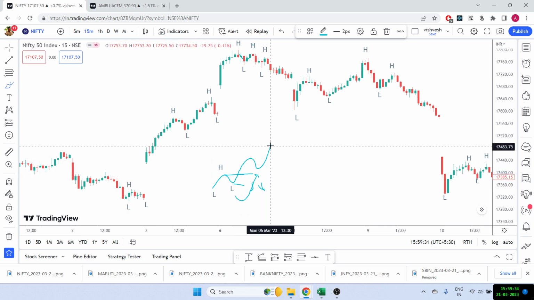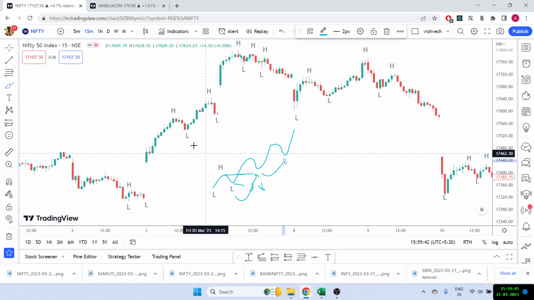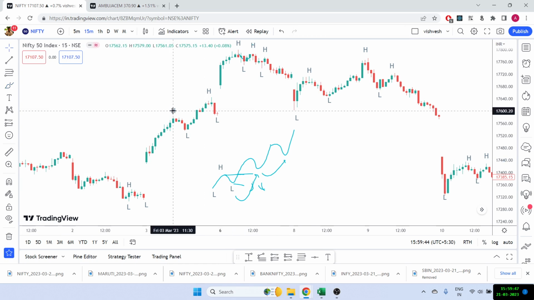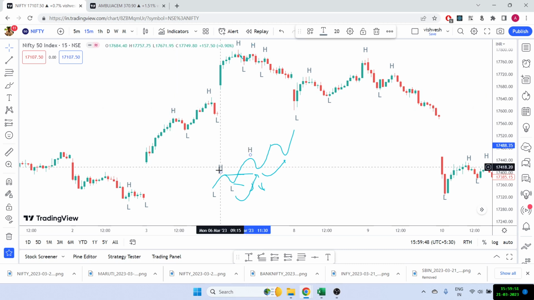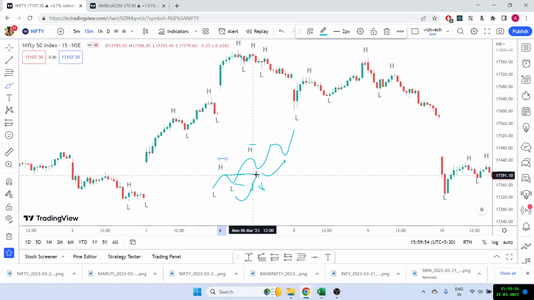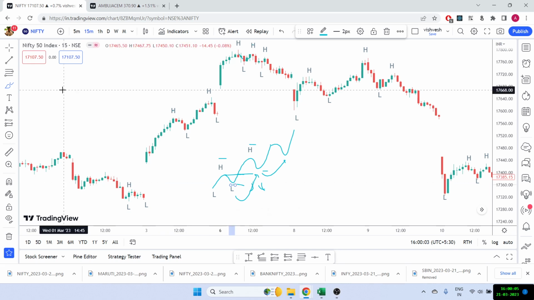Similarly, if I make another swing high and swing low, I will again trail my stop loss. So this is how I will keep trailing when I'm making higher highs and higher lows. As you can see in this example, all the new highs which are coming are higher than the previous high. So this high is higher than the previous high, and similarly this low is higher than the previous low. So this is called higher high higher low formation. And in this case we can easily ride the trend by buying a stock or buying an index.